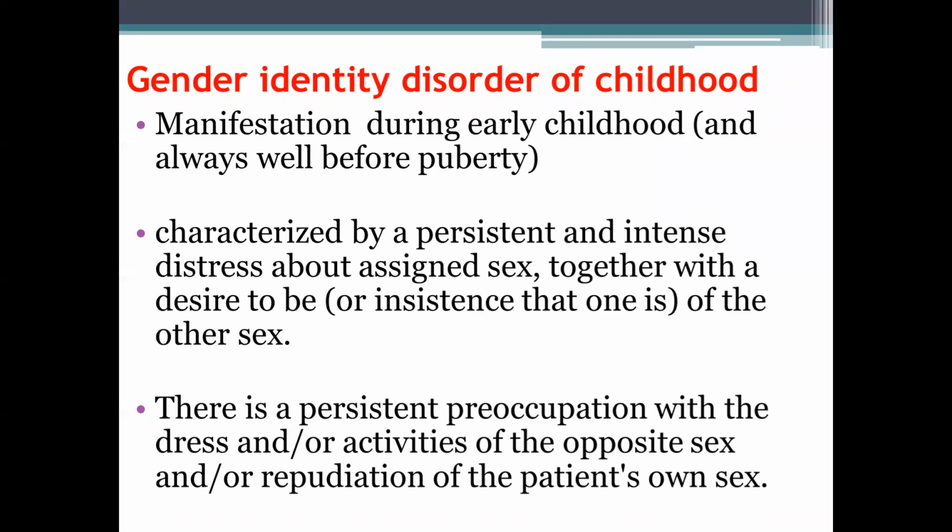Next, gender identity disorder of childhood. Manifestation during early childhood or usually before puberty, but sometimes we notice it during childhood when a child is, for example, 4, 5, 6 years old. For example, if a girl wants to wear boys' clothes and asks to buy boys' clothes and so on, and plays in the games of boys, though really she is a girl.